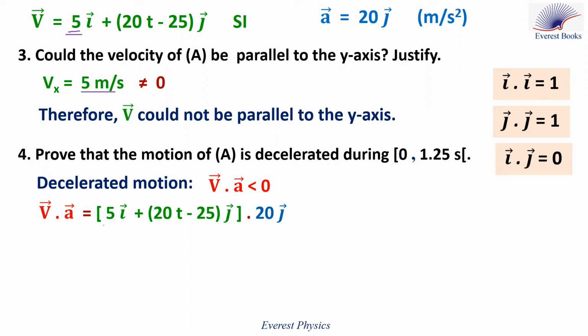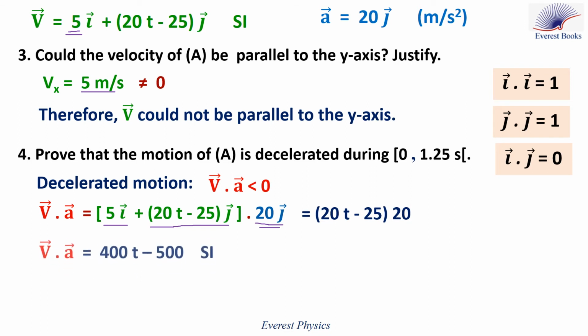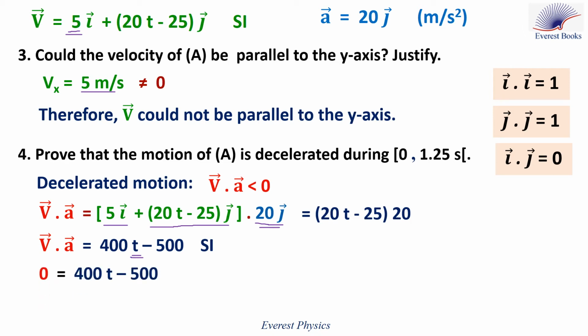Let's start. 5i dot 20j equals 0 because i dot j equals 0. (20t minus 25)j dot 20j equals (20t minus 25) times 20. Therefore, v dot a equals 400t minus 500, and it is expressed in SI units. Now we want to find the instant at which v dot a is 0. This is going to be 0 equals 400t minus 500, then t equals 1.25 seconds.